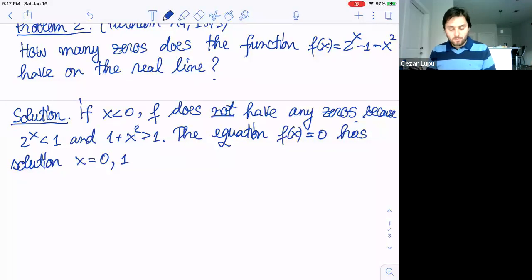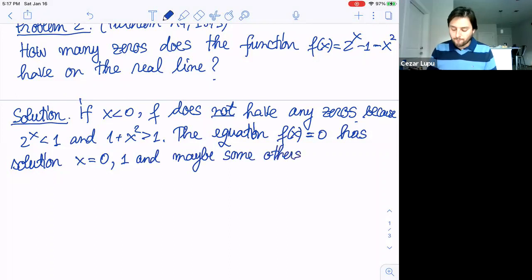And maybe others. Maybe some others. We have to check on this. But at this point, we know for sure that there are 2 of them, 0 and 1. So we have at least 2 solutions at this point. We know that for sure. So what we know is that for x negative, we don't have any solutions. We know that for x equals 0 and x equals 1, we have solutions to our equation. And now let's see if we have some other solutions.